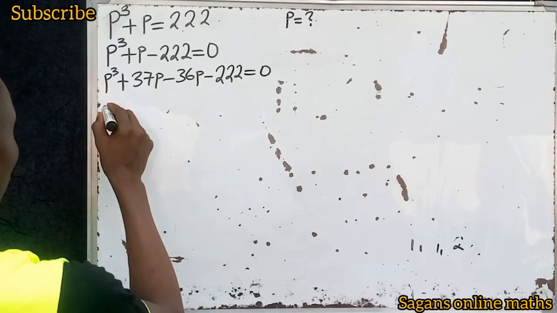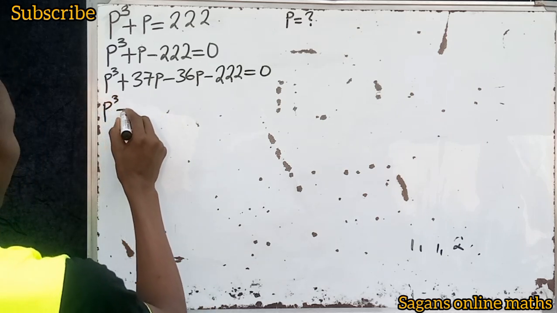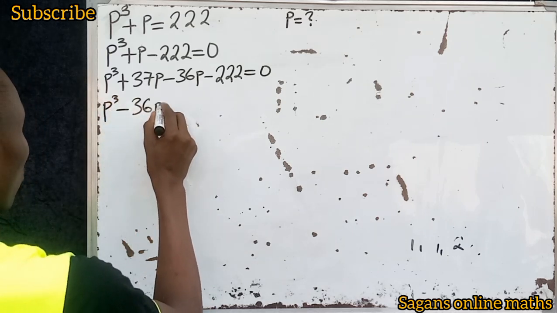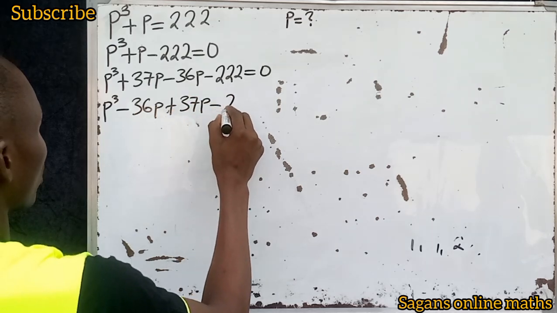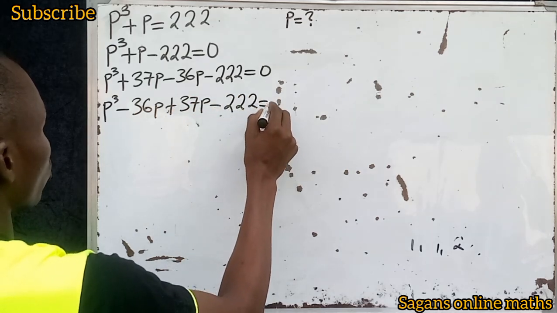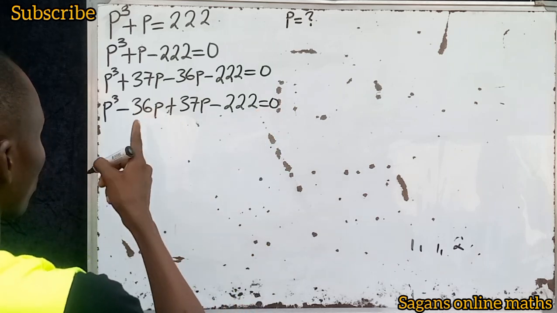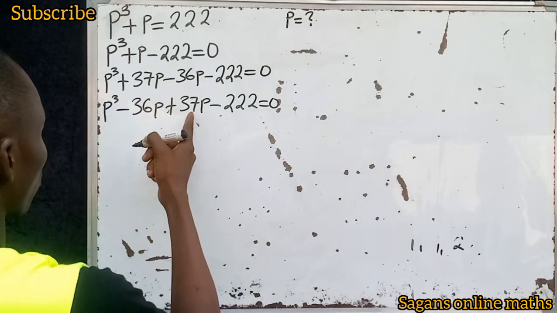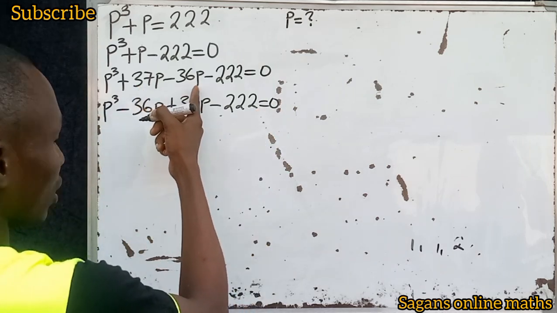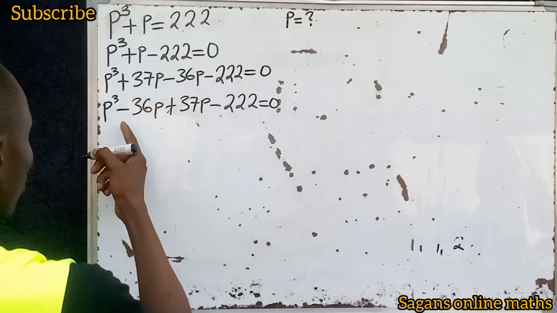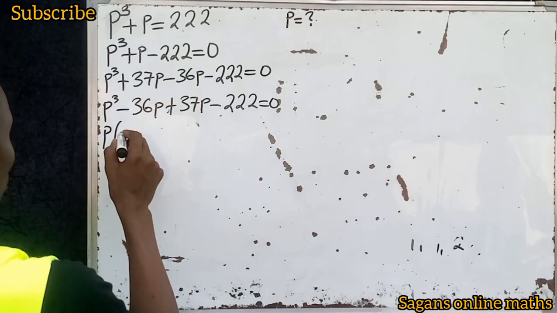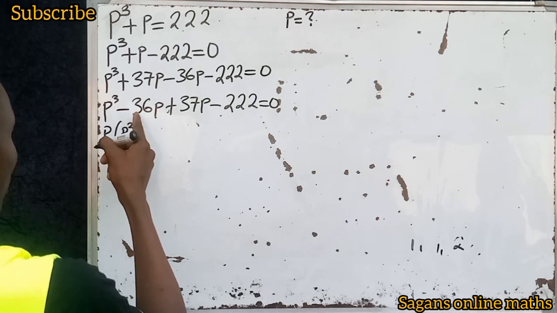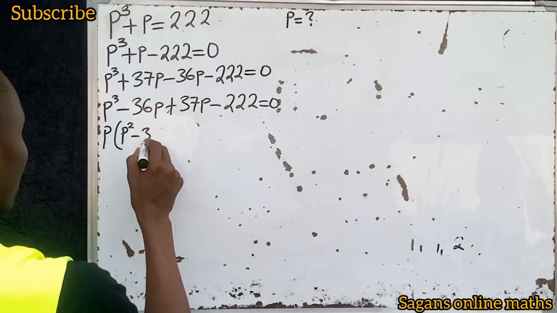So we can also write it as p to the power of 3 minus 36p, plus 37p minus 222 equals 0. So what is common here? You can see that p is common in p to the power of 3 and minus 36p: p to the power of 3 divided by p will give us p squared, and minus 36p divided by p will give us minus 36.